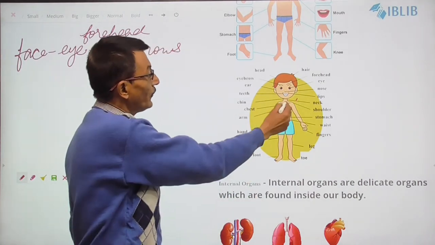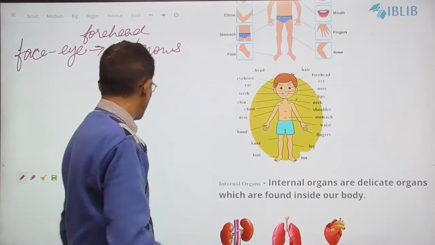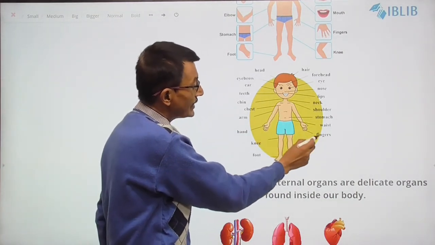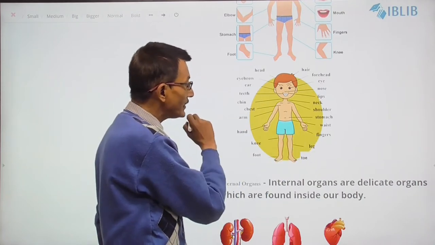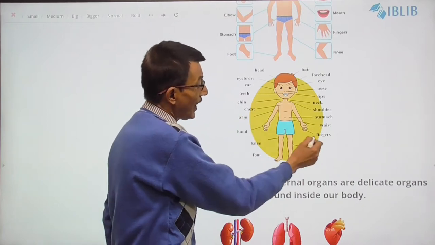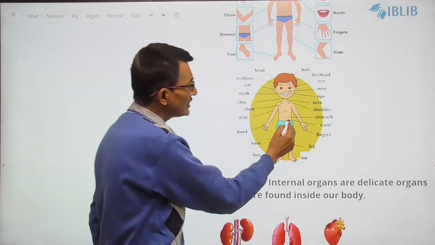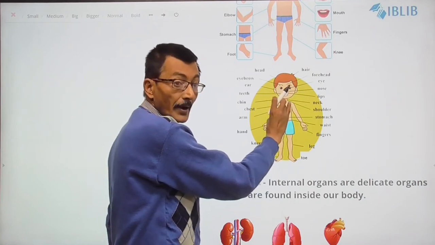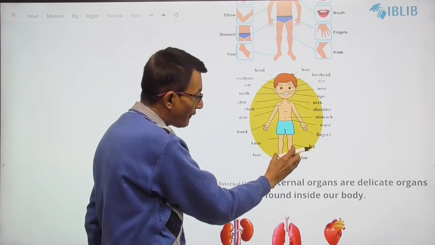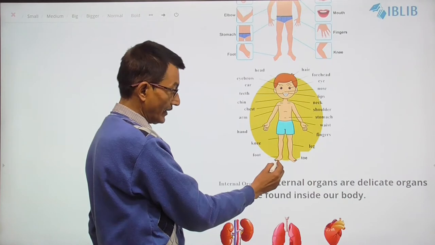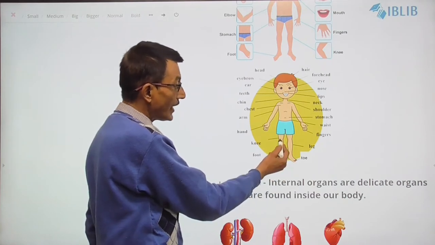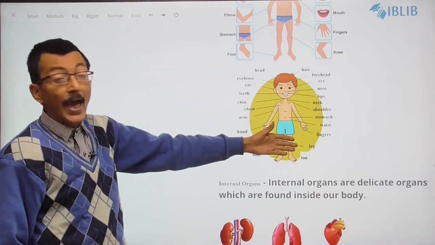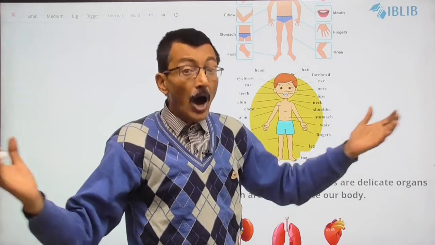In the trunk portion, we get the chest, the arms, the hands. Now, our hand is divided into parts: the elbow, the arm, and the fingers. Just above our waist, we have got a part of our trunk called the stomach. When we come to the lower part of our trunk, we see our leg. Our leg has a foot, a toe, and a knee. The knee is a joint from where our leg bends. Well, these were some external organs which we can see from outside.